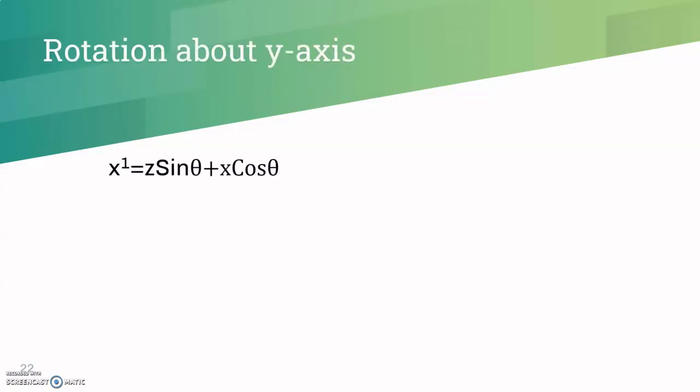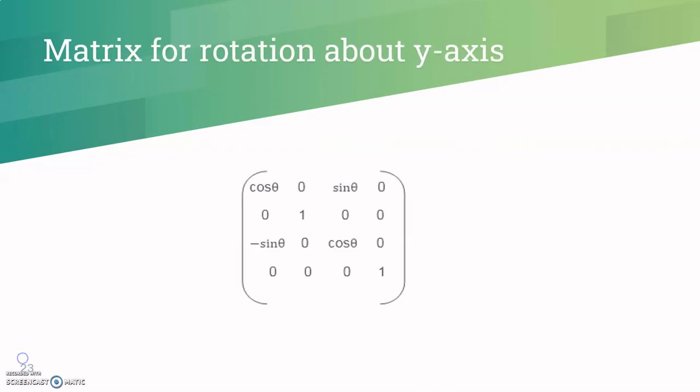Now x1 is equal to z sin theta plus x cos theta. y1 is equal to y because we are rotating about y-axis. So y-axis remains the same. And z1 is equal to z cos theta minus x sin theta. This is the matrix for rotation about y-axis. We have cos theta, 0, sin theta, 0; 0, 1, 0, 0; minus sin theta, 0, cos theta, 0; 0, 0, 0, 1.